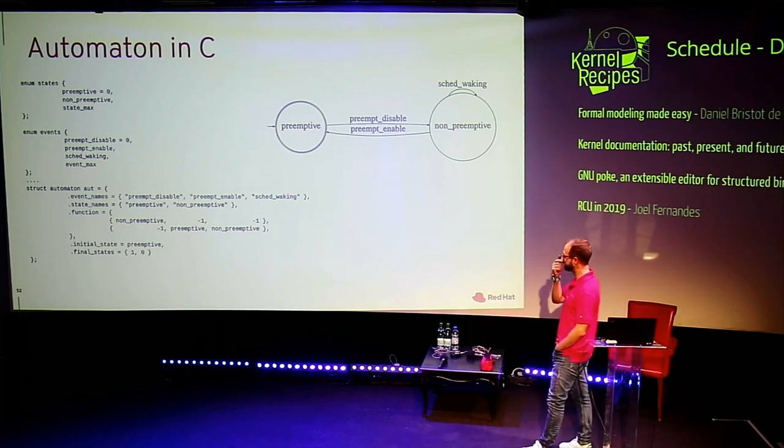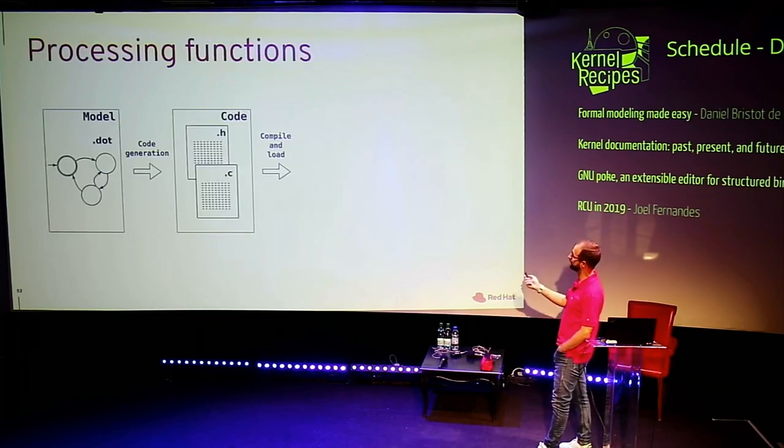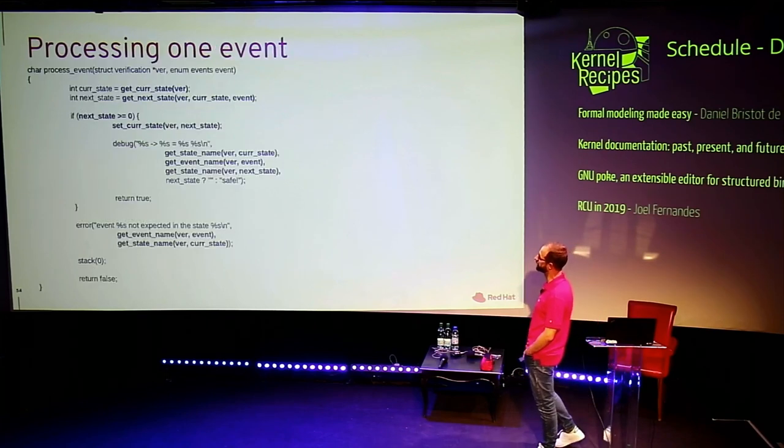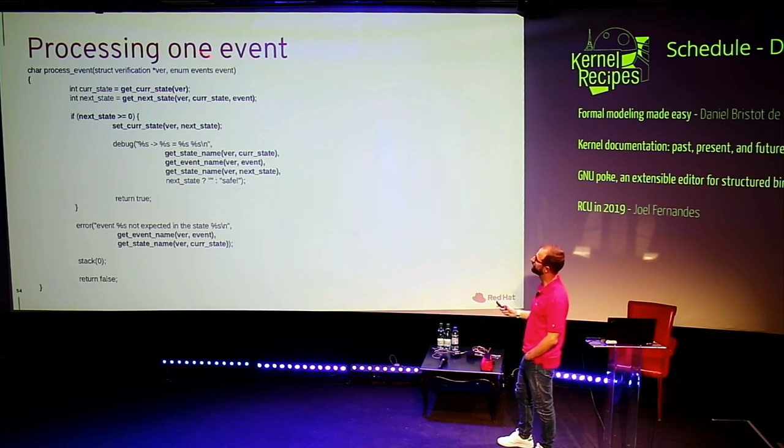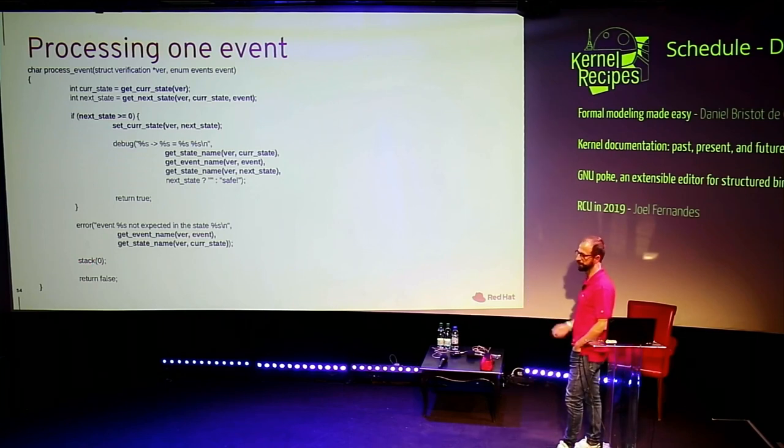But let's see in the code how I use it. So when I receive one event to process, I have a helper function that gives me the current state. I'm receiving the event here, right? I get the current state. Given the current state and the event that I'm receiving, I set the next state. If it's a valid state, I can print some debug things here and return true and move my system to the next state while comparing the execution. Or I can generate an error and, for example, print the stack trace.